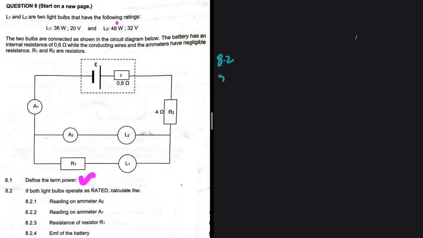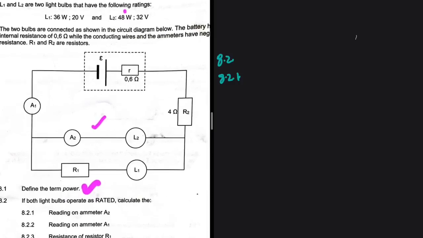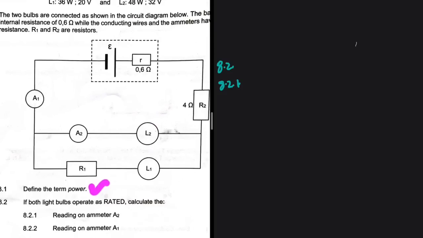Back to the question 8.2.1, we want the reading on A2. So the bulbs are operating as rated. That is very important. That is information that basically unlocks the equation. What does that mean? It means that the power dissipated by L2 is that which is rated, right? It is that which is given to us, 48 watts. So that is what's going to allow us to find the reading on A2, right? Because we know that the current that passes through A2 is the current that passes through L2, because they are on that same parallel path.